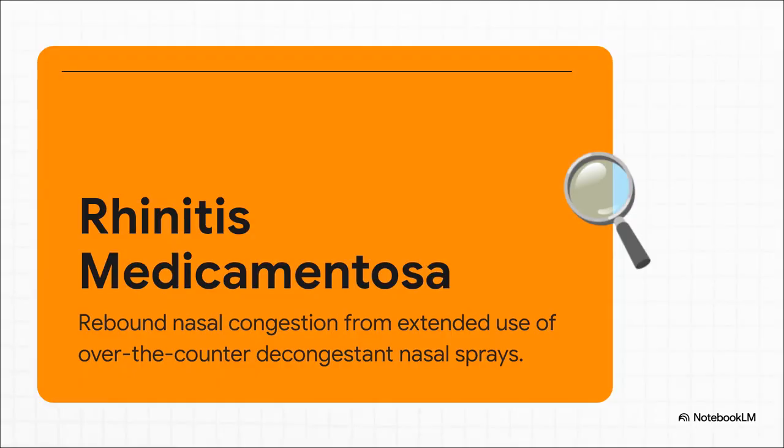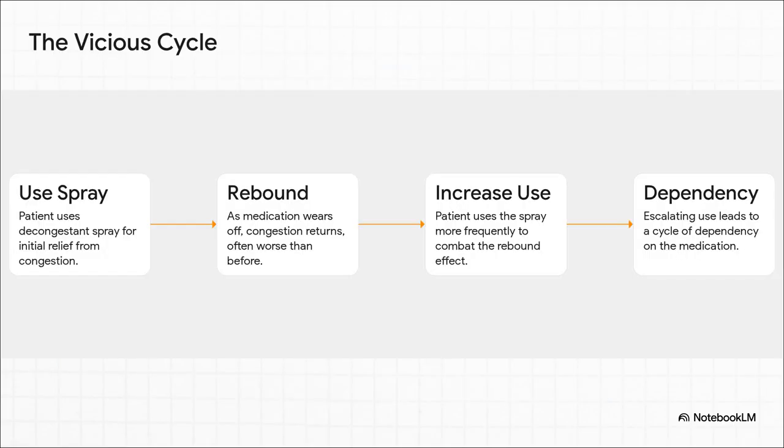And speaking of medications, we need to talk about a condition that we, as clinicians, can sometimes cause. It's called rhinitis medicamentosa, and it's a wicked rebound congestion that happens when people overuse those over-the-counter decongestant sprays. And this slide just perfectly lays out the trap people fall into. They use the spray, they feel better, but then it wears off and the congestion comes roaring back, often even worse than it was before. So what do they do? They use it again and again, and they get stuck in this awful cycle of dependency.